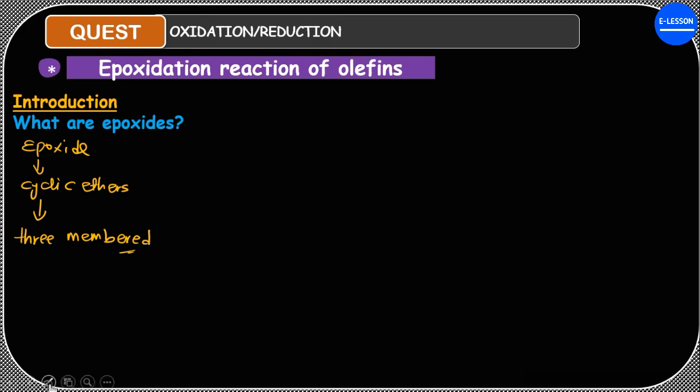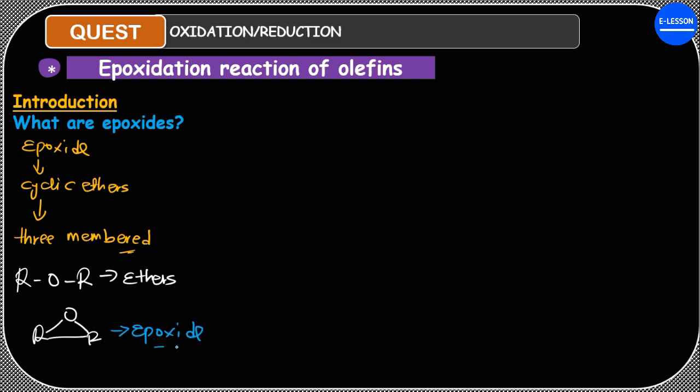Now, what are ethers? We said that ethers are functional groups that have the general formula ROR. So what we mean by cyclic ethers, three-membered, is something like this. For the epoxide, it will be something like this, with the oxygen bridging the two carbons. Are you getting it now? This is the general form of all ethers, and this is the general form of the epoxide, which are the cyclic ethers.